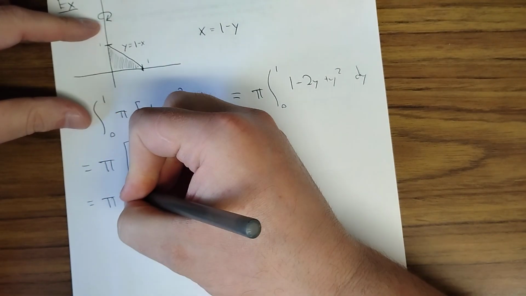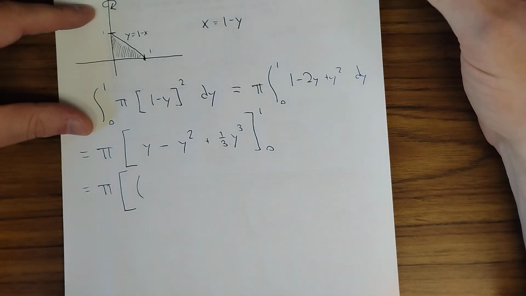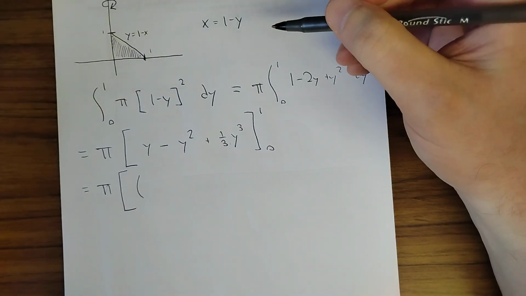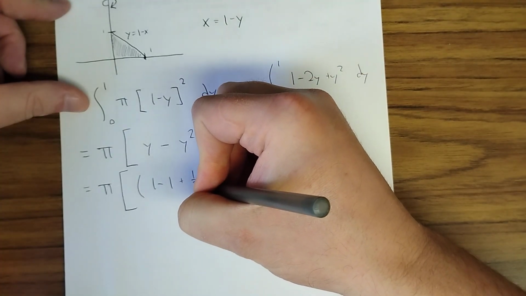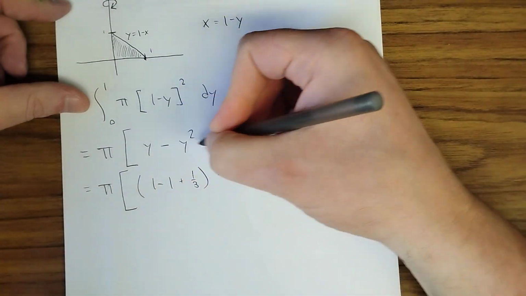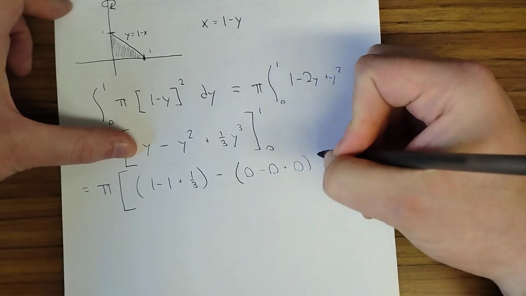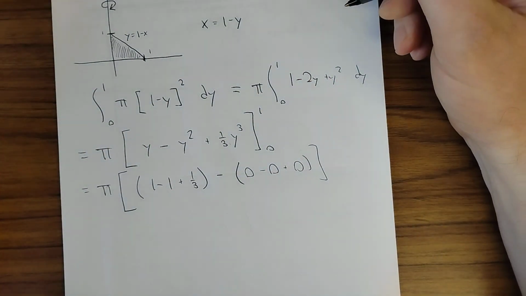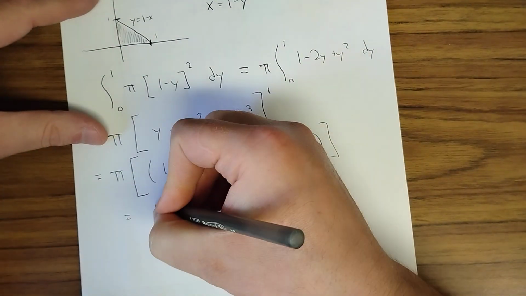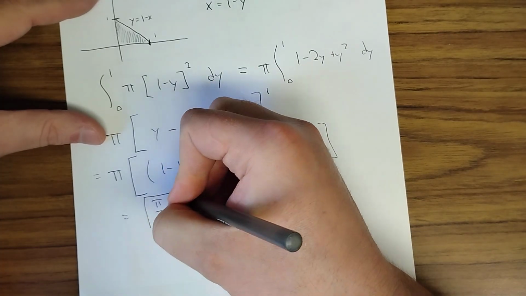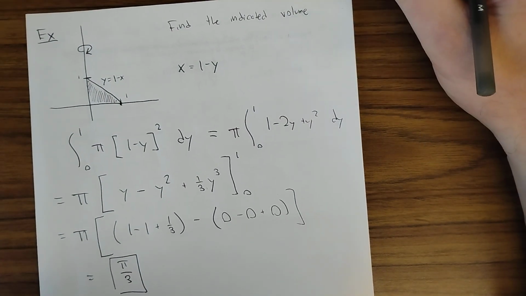Let's use plenty of parentheses here because the pi is going to distribute to everything, so I want to make sure I remember that. And then I'm going to plug in 1 for y, so 1 minus 1 plus a third, and then I'm going to subtract what I get from plugging in 0 for y, and I am delighted to see nothing but zeros when I plug in 0 for y. So, okay, and then these cancel, so in the end I just get pi times 1/3. So that's the volume.